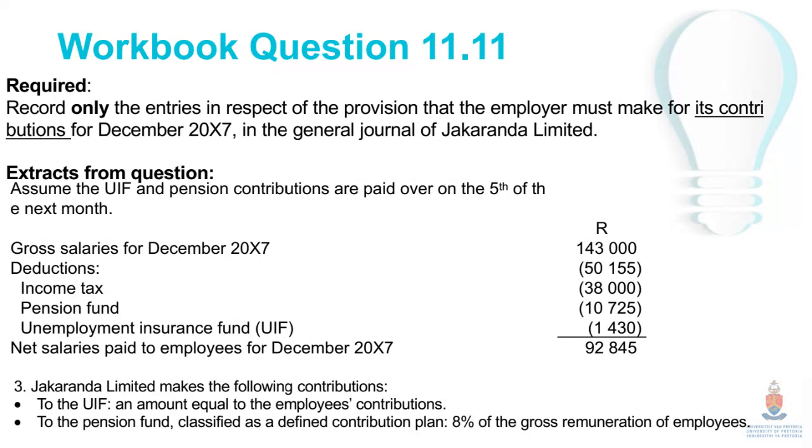So the first important part of the information says assume that UIF and pension fund contributions are paid over on the 5th of the next month. On the 5th of the next month. Now, what does that mean for us when we're processing our journal entries? What is it trying to push us towards? What do we need to know? Now, I'm almost done, and then we're going to answer that question in a poll, right? So, almost done.